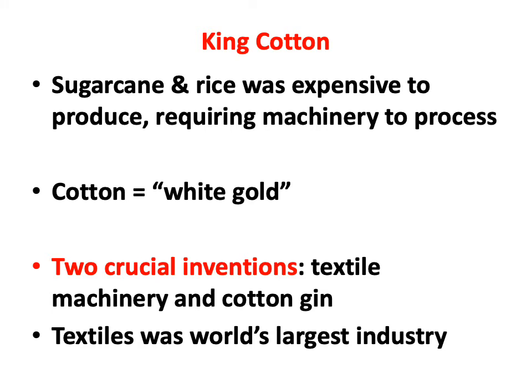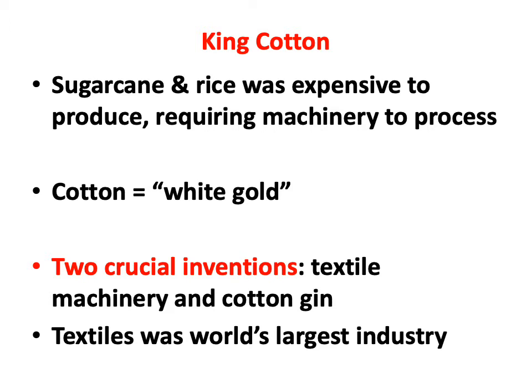Cotton, around 1800, started to surpass all other plantation crops as the major agricultural product of the South. Compared to rice and sugarcane, cotton was relatively inexpensive to produce because both sugarcane and rice required expensive machinery on the plantations to process before shipping. Cotton required simply picking the white cotton from the plants, and then removing the seeds, and then packing it together in cotton bales and shipping it.